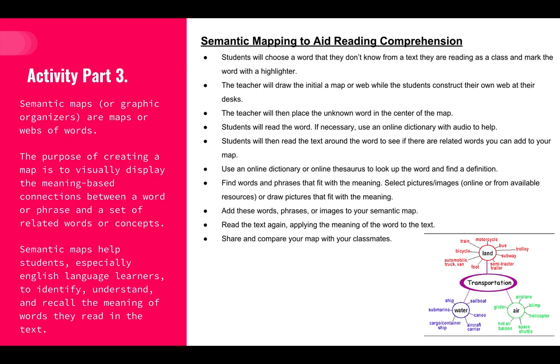If we look at the sample web, the word that we chose to use was transportation. Some students might loosely understand what transportation is, but maybe they don't understand the entirety of that vocabulary word. So what we decided to do was look at it from different parts. So we have transportation that can travel by land, by water, by air. And then thinking about different modes of transportation and how they are all connected.